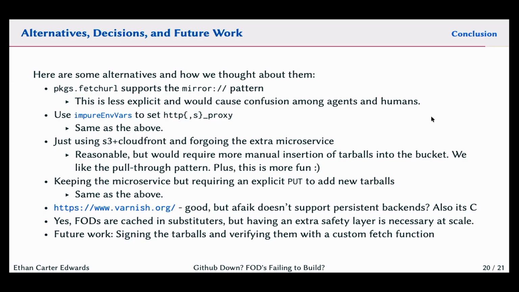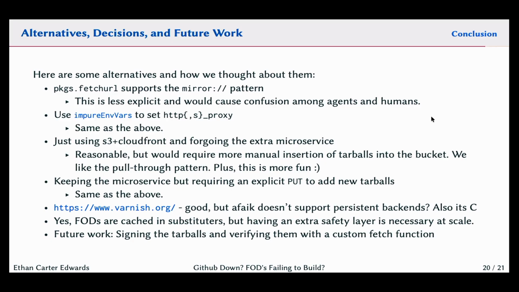It's just very opaque. S3 and CloudFront is probably a better idea as well, but it would require manual insertion of the tarballs. And the whole idea here is that we don't have to push anything to the bucket; it'll automatically pull. And writing things is fun, so we wrote a microservice. Same thing with adding an explicit put to the tarballs and not making it pull-through. We don't really want to have to worry about what's in the cache and what's not. We want it to just work.